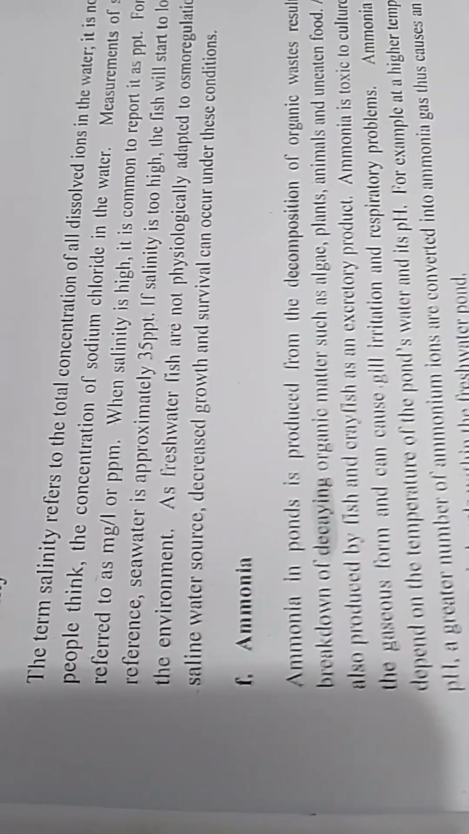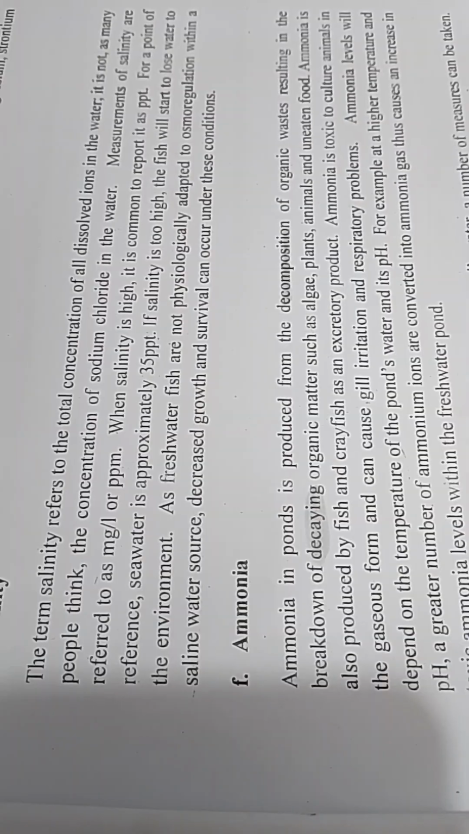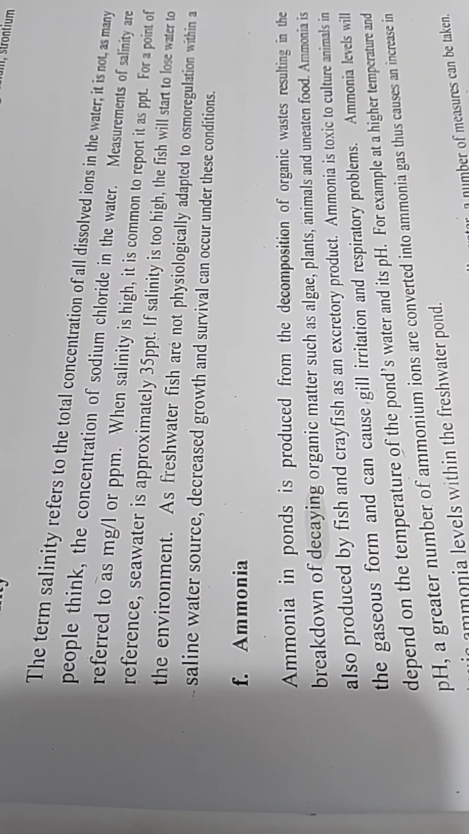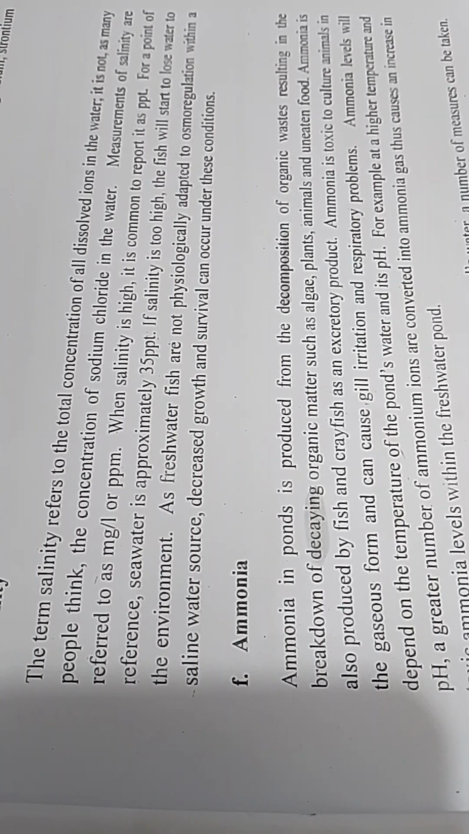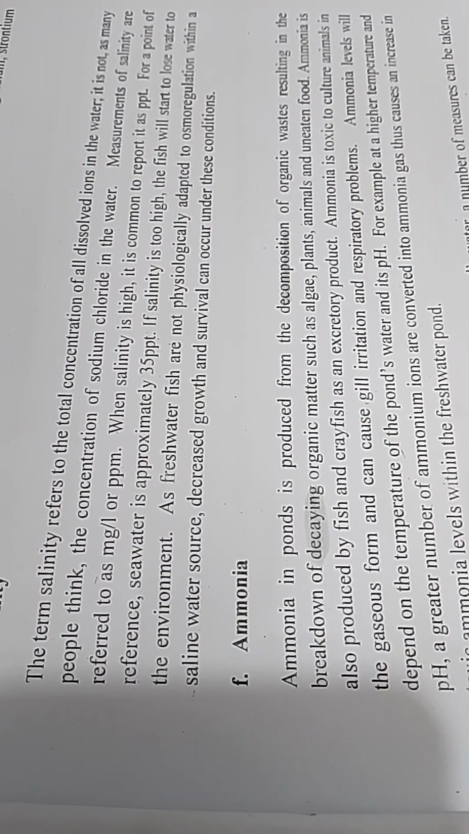Ammonia in a pond is produced from the decomposition of organic waste, resulting in breakdown of decaying organic matter such as algae, plants, animals, and uneaten food. Ammonia is produced by fish and crayfish as an excretory product. Ammonia is toxic to culture animals in the gaseous form and can cause gill irritation and respiratory problems.